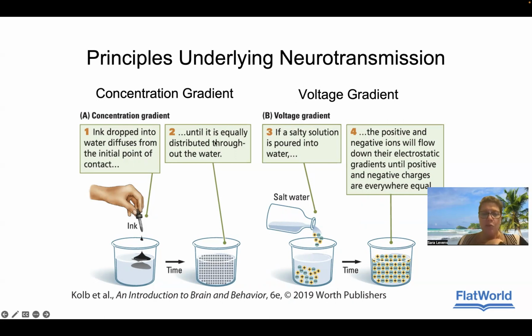We have these two principles: a concentration gradient and a voltage gradient, okay? The concentration gradient is just like if you were to put ink or paint into a cup, and it would diffuse over time until it was equally distributed throughout all the water. That's just what a concentrate does. It's going to automatically diffuse, and over time it'll all be equally distributed. It's not like more of it is going to hang out in one corner. So that's one principle.